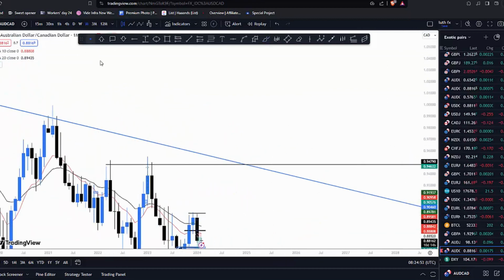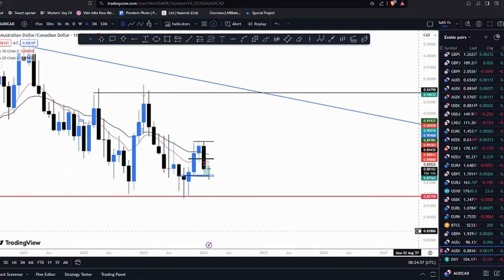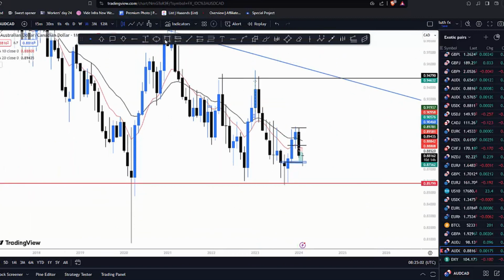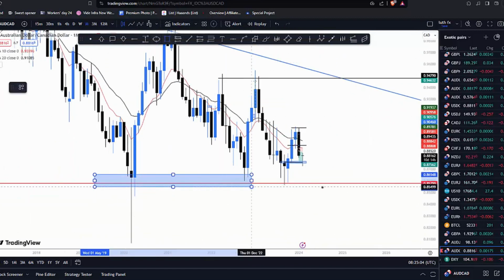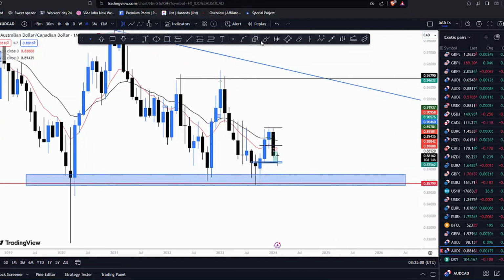Now let's look at the current price action. Let's look at what has been happening recently on the monthly time frame on AUD/CAD. When we look at the current price action, we see that the market came back to retest the previous strong support level, and immediately we saw the market rejecting the support level all the way to the upside.